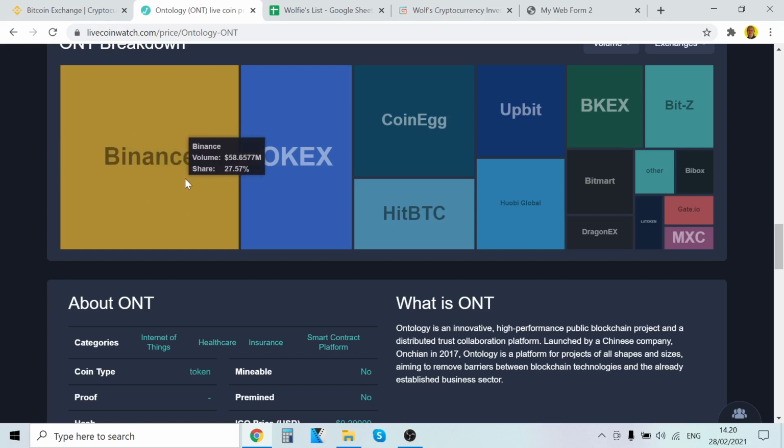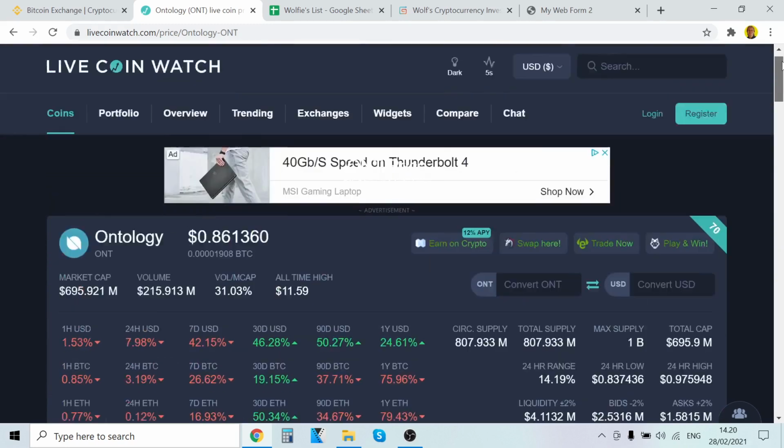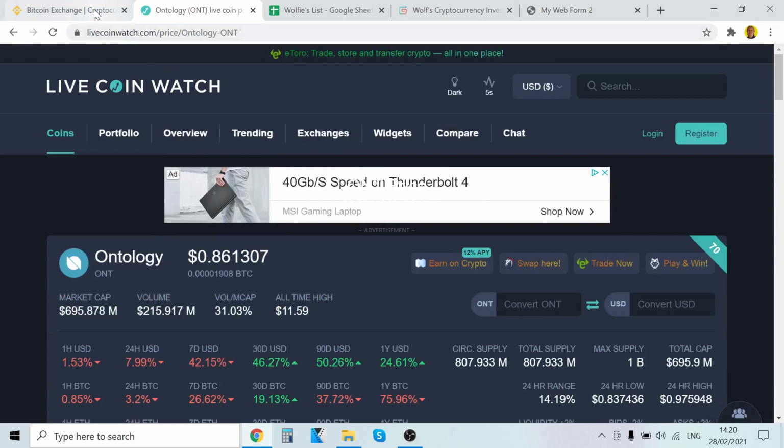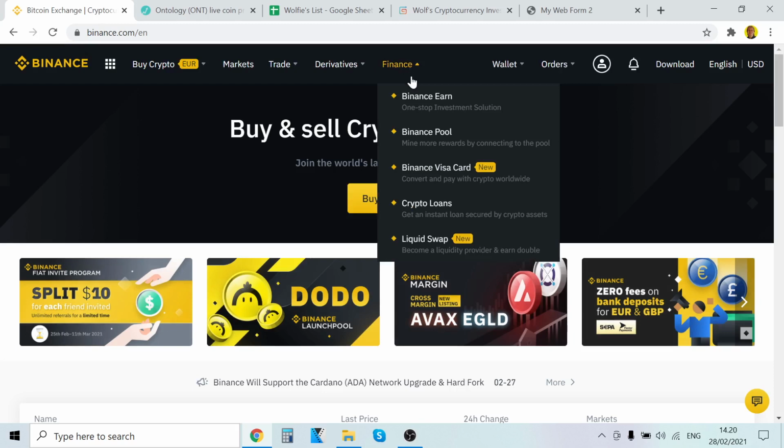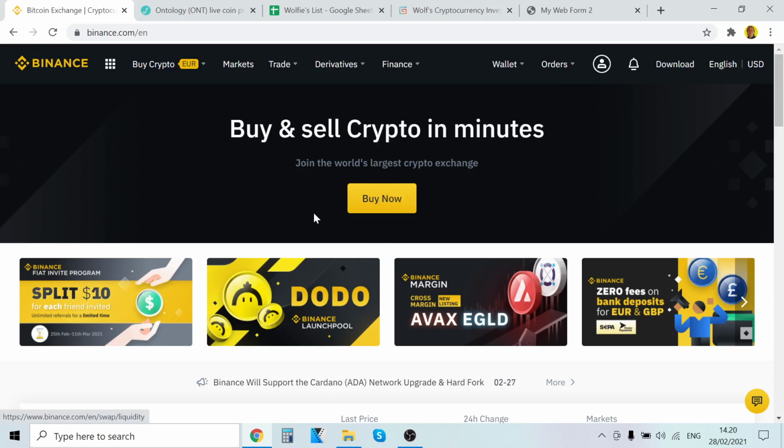And Binance is a cryptocurrency exchange, which means that you can buy, sell, and trade cryptocurrencies. You also have many possibilities for earning extra income. You can earn passive income through the pools or staking your cryptocurrencies.